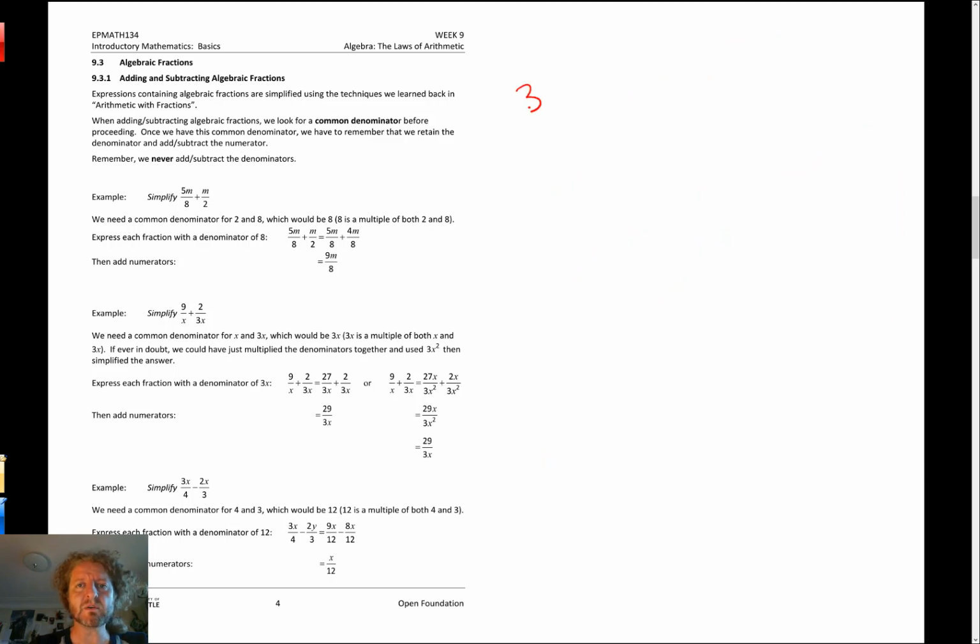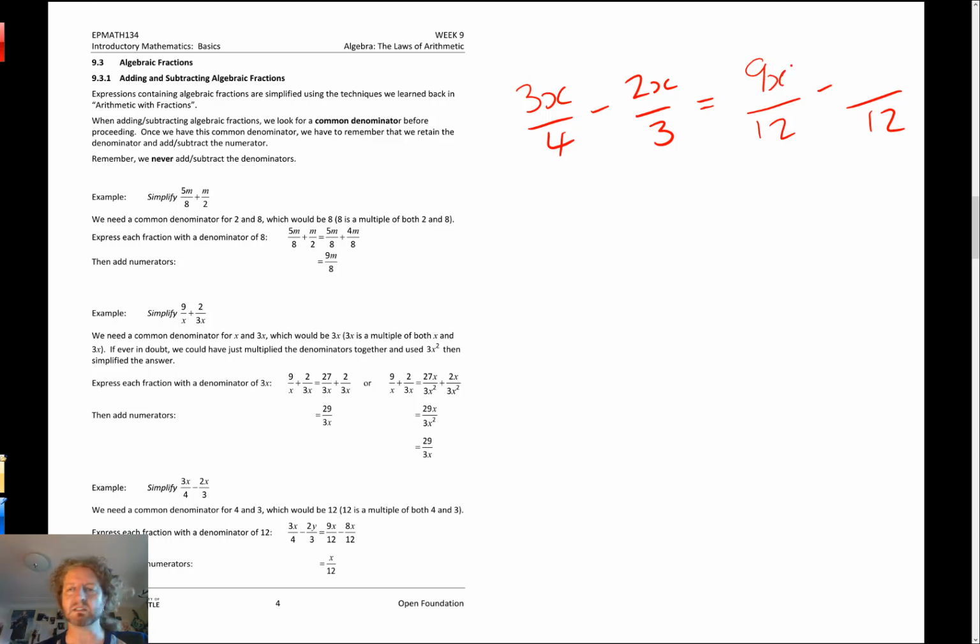Simplify 3x on 4 minus 2x on 3. Well, there's no letters in the bottom. It's just good old 12. We're not finding a better denominator than 12. So I'm going to turn them both into 12s. The 4 got times by 3, so the 3x will get times by 3. 3 by 3 is a 9, and there's still an x there. The 3 got times by 4 to get to 12, so 2x times 4 will become an 8x. 2 by 4 is an 8, and there's still an x.